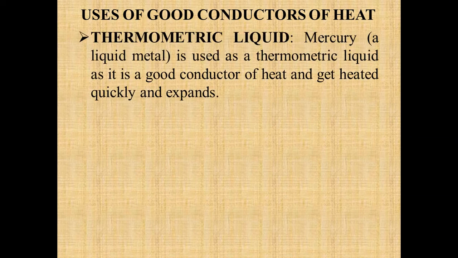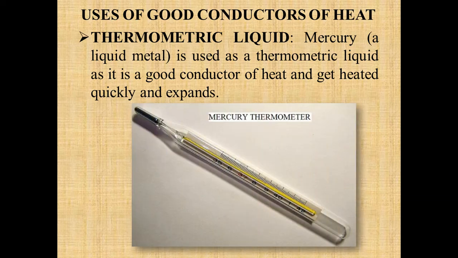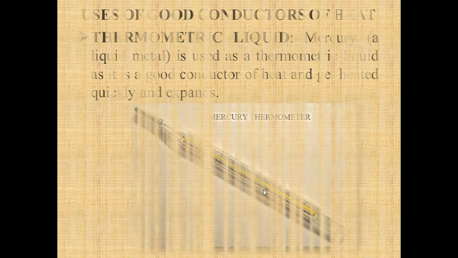Then thermometric liquid. We already knew that inside the liquid thermometer, mercury is used as a thermometric liquid, because mercury is a metal and a good conductor of heat, so it gets heated and quickly expands. Here you can see the mercury thermometer. The level of the mercury easily expands when it is heated, and it easily contracts or dips when the temperature is decreased.